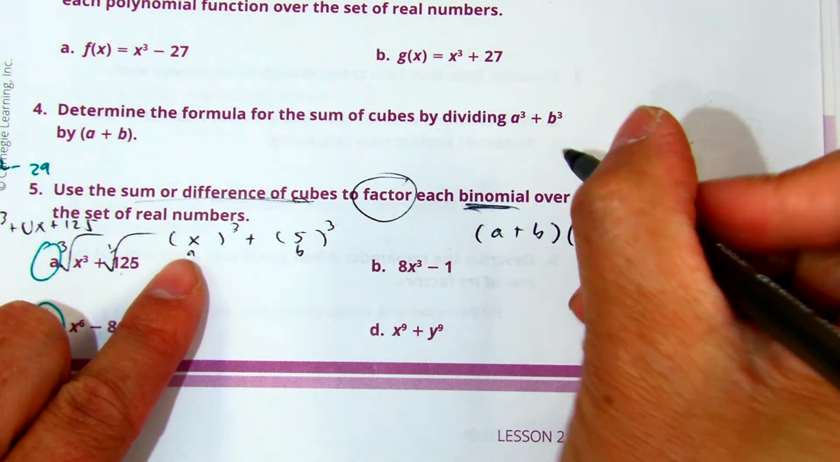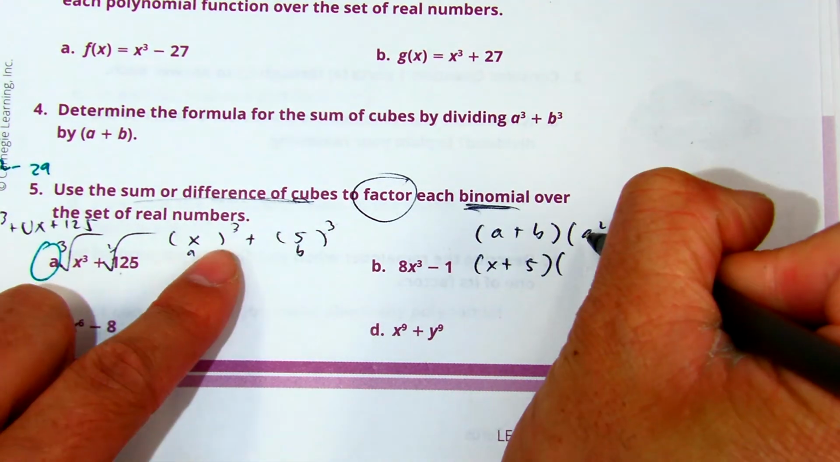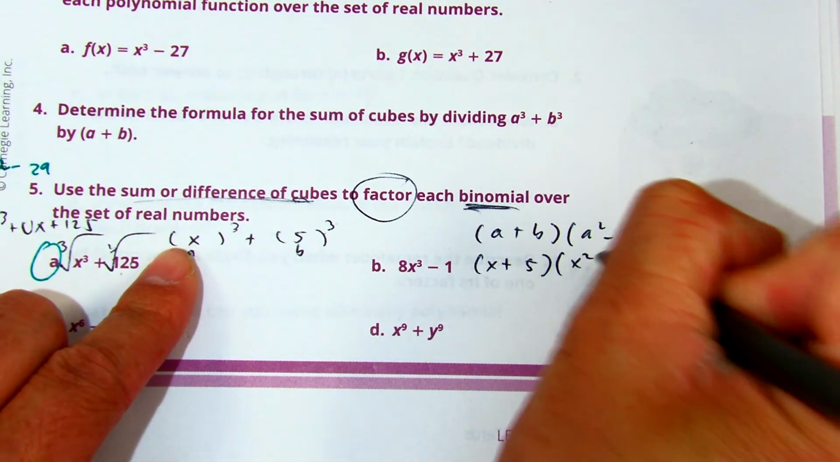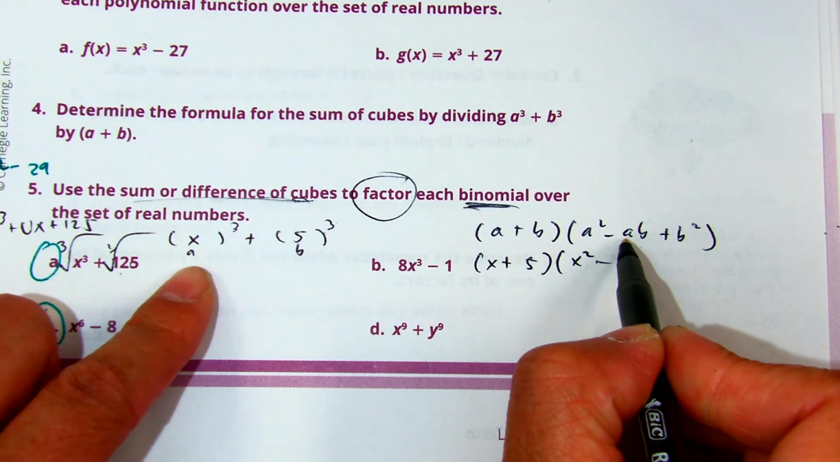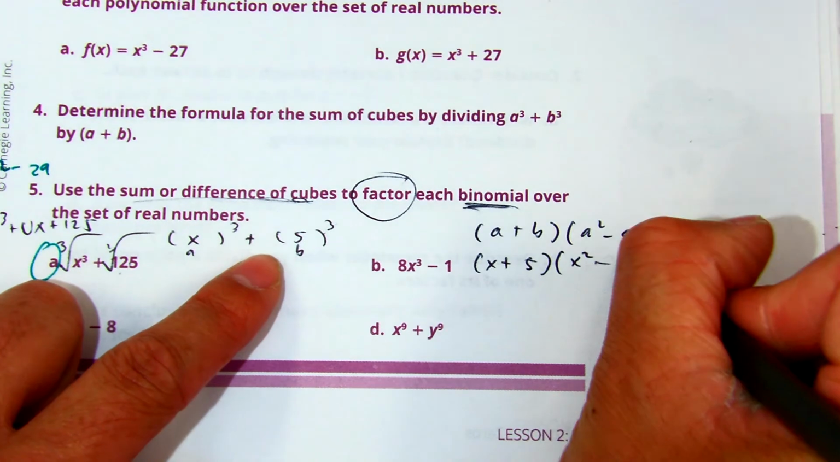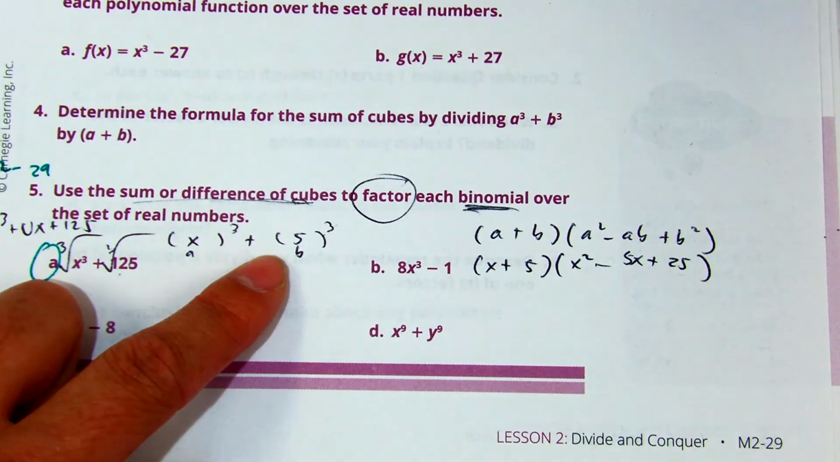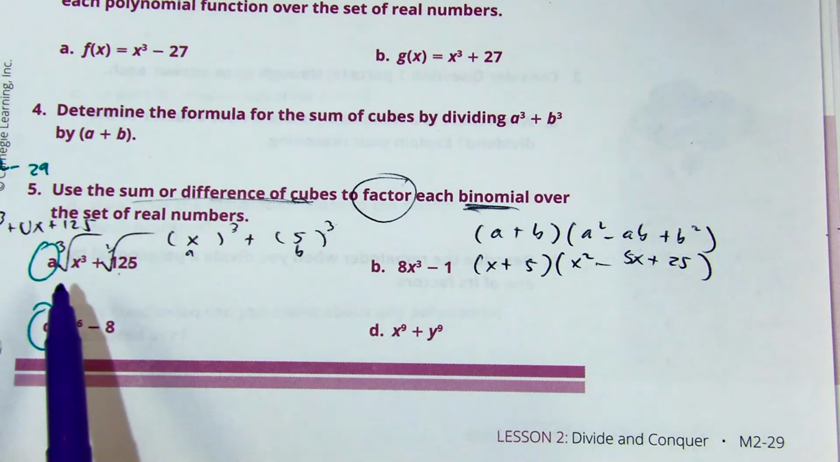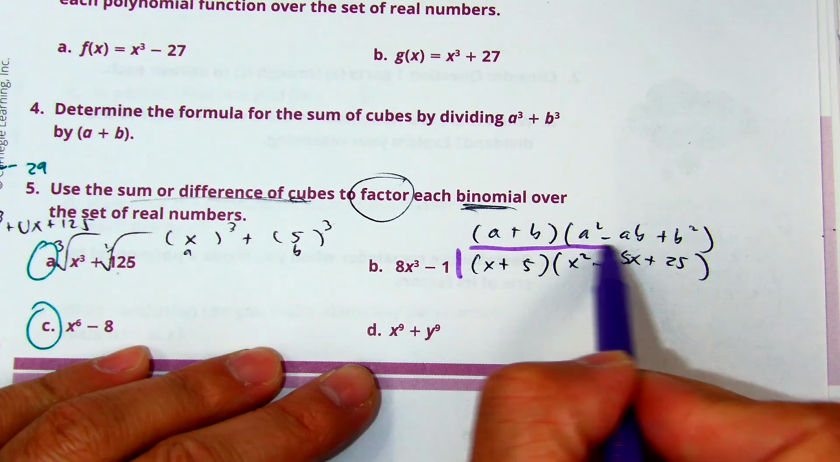My a is x. My b value is 5. There, this is x squared. This is going to be a minus. This is going to be x times 5, which is 5x. And my b value is 5, so this is going to be 25. How do you factor x cubed plus 125? You use the formula, and then this is your answer.